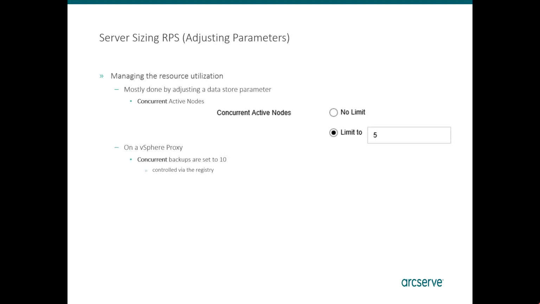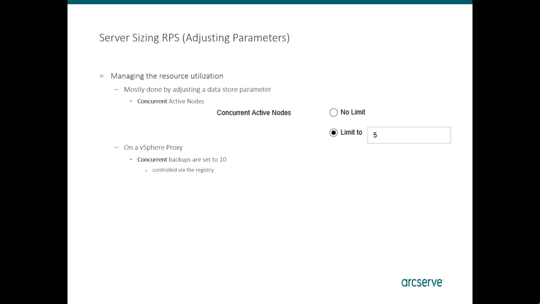Another thing that we can help with, resources, maintain or adjust parameters, is that when you create a data store, you can adjust the concurrent active nodes. So think of it as a queue. If you have 8 backups, but only 4 are allowed, then the 4 will be processed and the 4 will wait. So concurrent, we can do this.